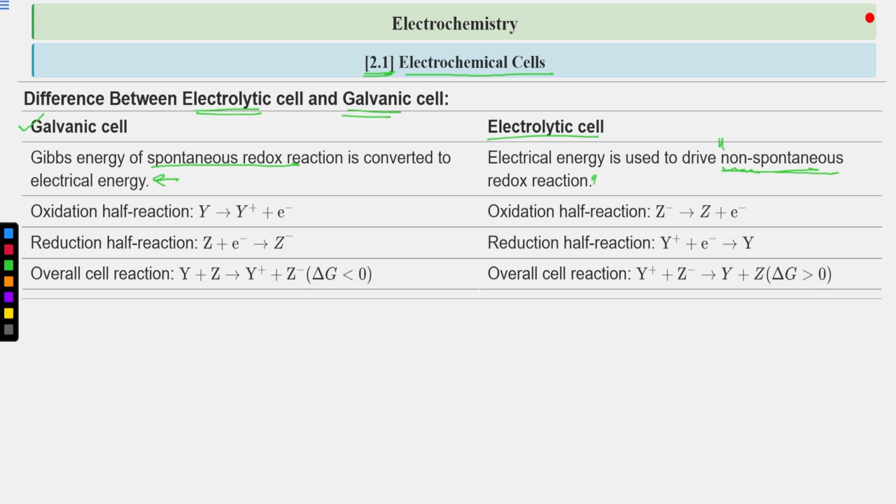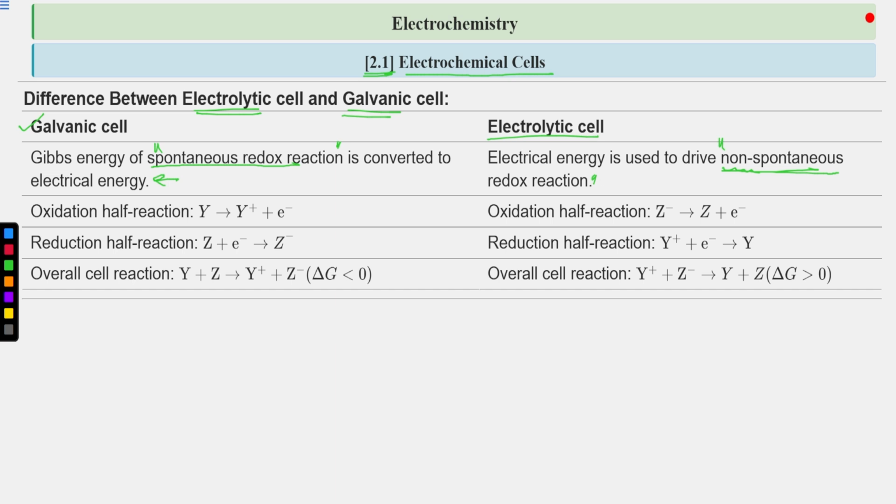Okay, now how can you define a spontaneous and a non-spontaneous reaction? You can talk about the Gibbs energy here. If a reaction's Gibbs energy is less than 0, it is considered a spontaneous reaction. That means the reaction can happen spontaneously without any external effort. And a non-spontaneous redox reaction is a reaction whose delta G is greater than 0, whose Gibbs free energy is greater than 0.